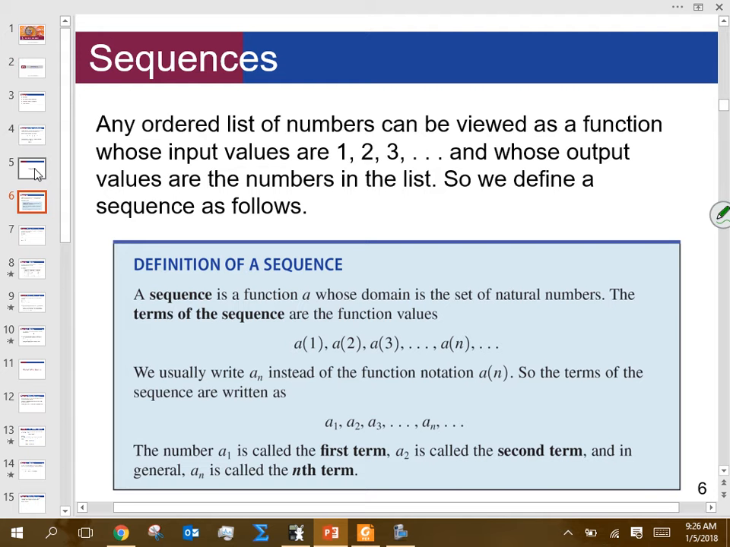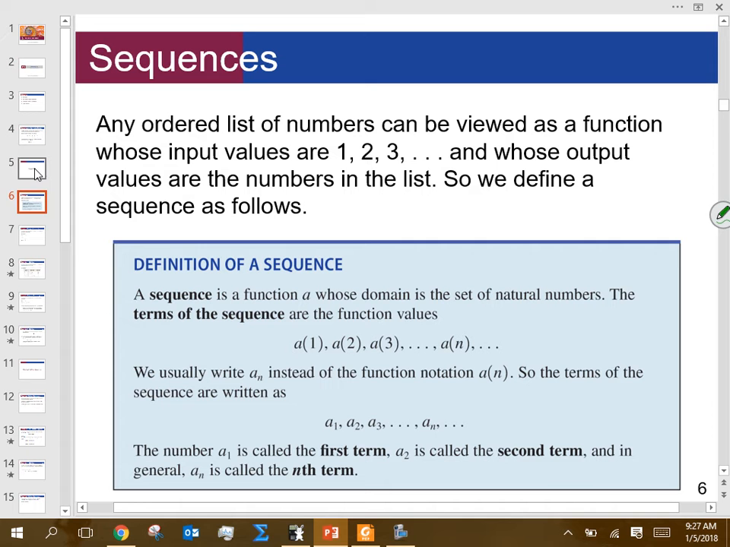This is just another way of saying what we've already said. A sequence is a function A whose domain is the set of natural numbers. All they're saying here is that when you have this list of values, it's simply a bunch of output values that you have received from some rule. So 5, 10, 15, 20, 25, 30, those are my output values from the rule, or from the function 5n, where my input values, my domain values, were n equals 1, n equals 2, n equals 3, which are our natural numbers. So that's how we define a sequence.